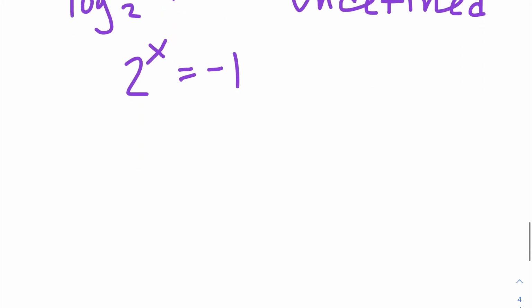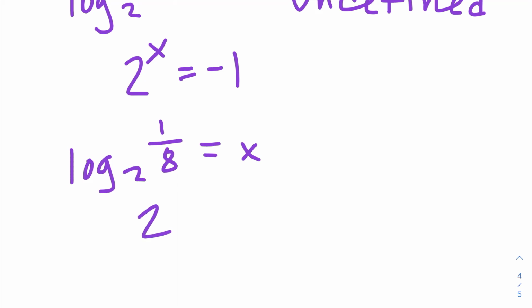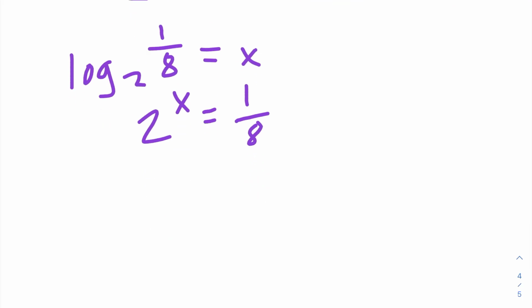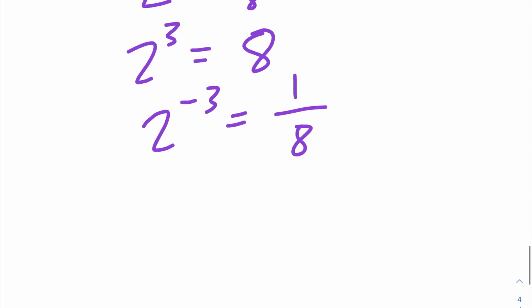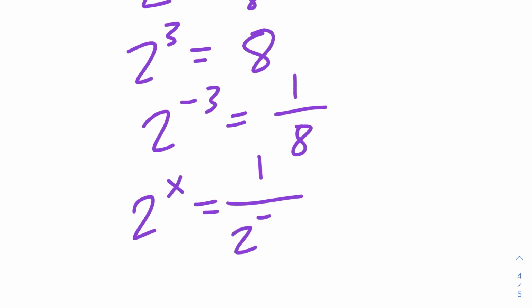So now, let's try something a bit harder. Log 2, 1 over 8. So 2 to the power of x is equal to 1 over 8. We know that 2 to the power of 3 is equal to 8, so 2 to the power of negative 3 must be equal to 1 over 8. Because any number, let's say 2 to the power of x, will be equal to 1 over 2 to the power of negative x.